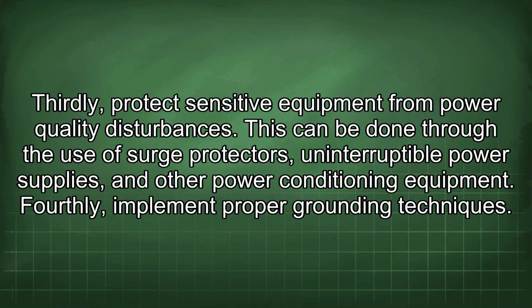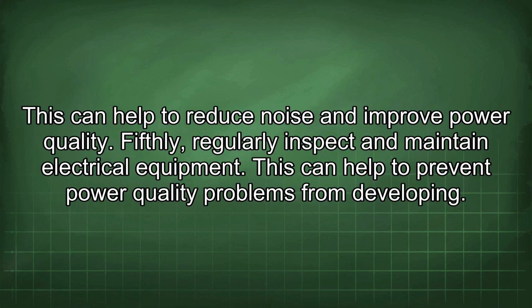Thirdly, protect sensitive equipment from power quality disturbances. This can be done through the use of surge protectors, uninterruptible power supplies, and other power conditioning equipment. Fourthly, implement proper grounding techniques. This can help to reduce noise and improve power quality. Fifthly, regularly inspect and maintain electrical equipment. This can help to prevent power quality problems from developing.